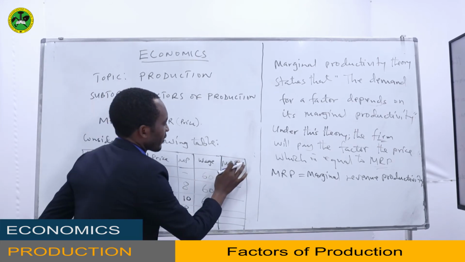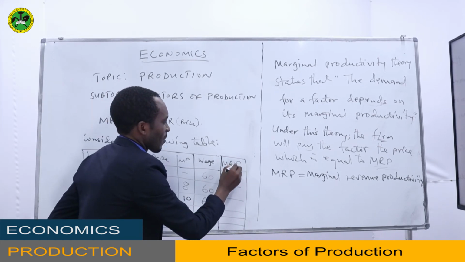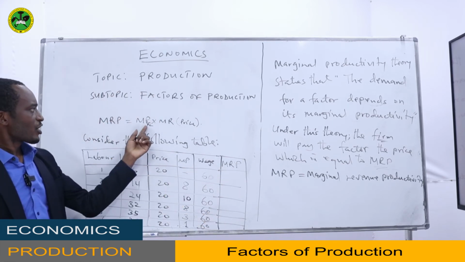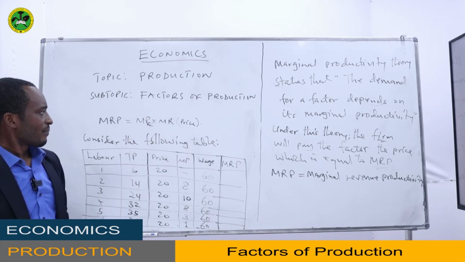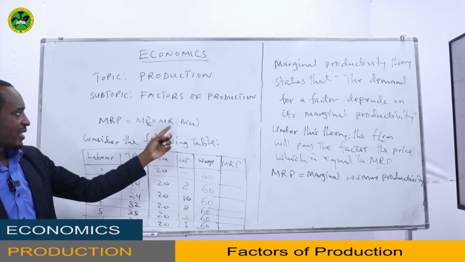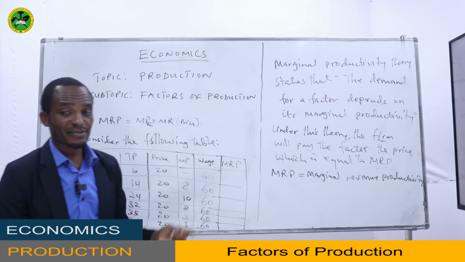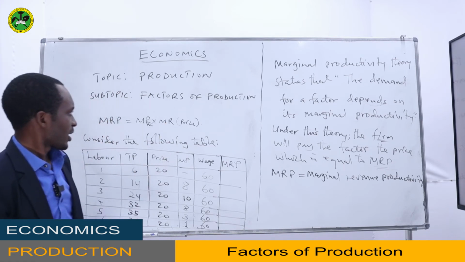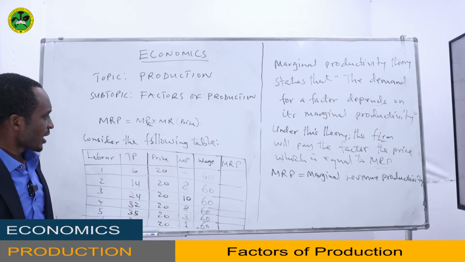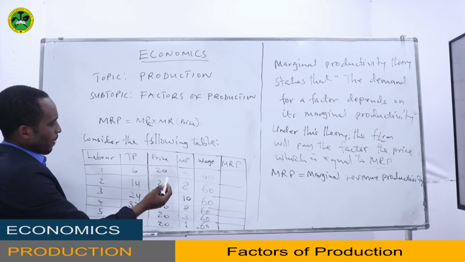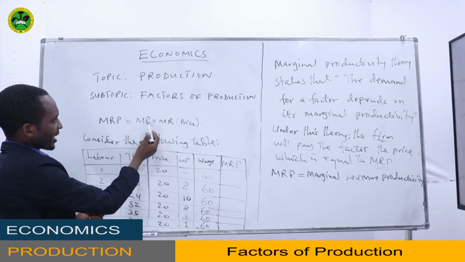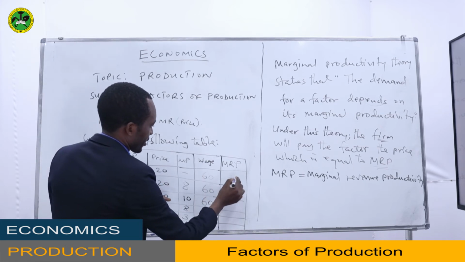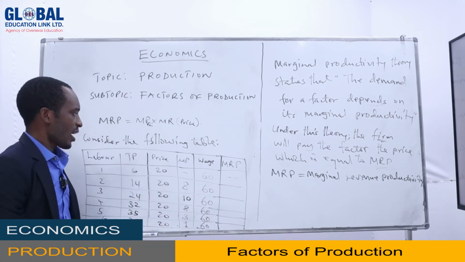So the marginal revenue product, MRP, will be obtained by taking the marginal product times the price. Here I said the price or marginal revenue, it means under perfect market the price is equal to marginal revenue, so it is the same as taking marginal revenue times the marginal product. So you'll take the marginal product times the price of the product. In this case here will be dash, since here we don't have the value of MP.